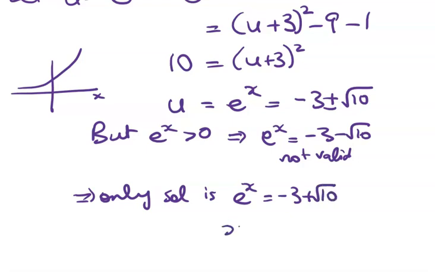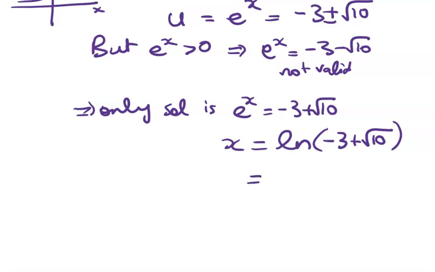But we're not quite done. We need to take logs of both sides. So x is equal to the natural log of negative 3 plus root 10. And when you chuck that into your calculator, you'll get x equals negative 1.818. Kind of weird that they asked for 3dp instead of 3 significant figures, but there you go.